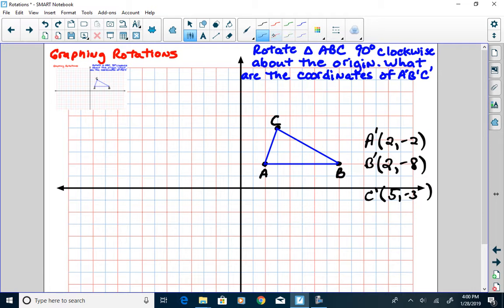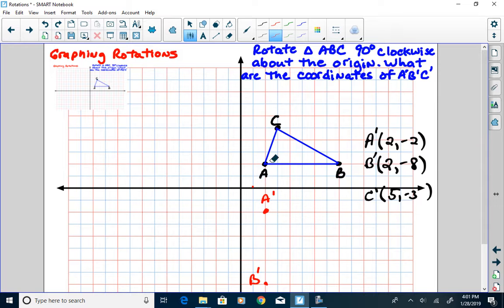Let's graph our rotation after a 90 degrees clockwise rotation using the origin as our center of rotation. A is our pre-image. Our image would be located at 2, negative 2. Here's our A prime. B prime is located at 2, comma, negative 8: over 2, down 8. That's the location of B prime.